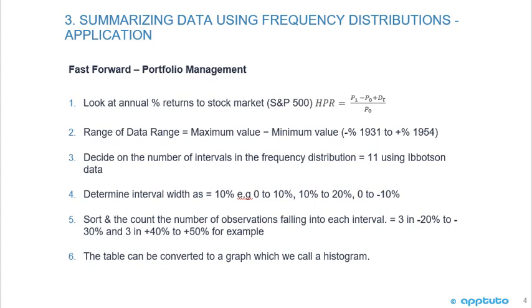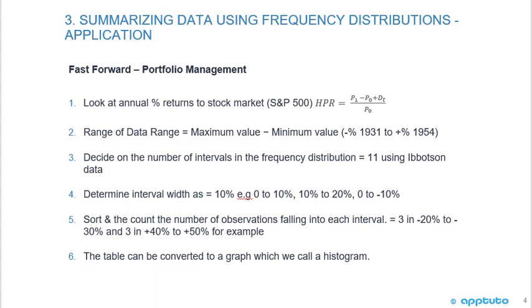So we're going to look at the annual returns to the stock market, the S&P 500. That's easy. The annual return is the ending price level of the S&P 500 minus the beginning price level, January the 1st, plus any dividends received, divided by the beginning price level. Then we get a range of returns, the maximum value minus the minimum value. If we look at that data from 1926 to 2012, 13, 14, 1931 had the worst annual return. 1954 had the best. So that gives us our range.